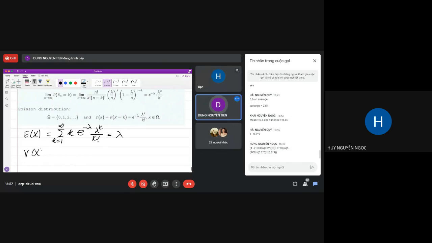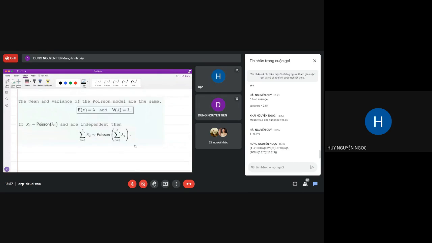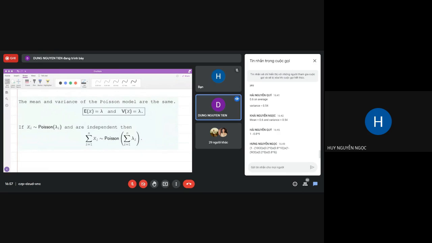For the variance of X, you can use similar arguments. You can get lambda for that. Okay, is that clear? So in a Poisson distribution, the mean and the variance of the random variable are the same. The mean and the variance are the same.